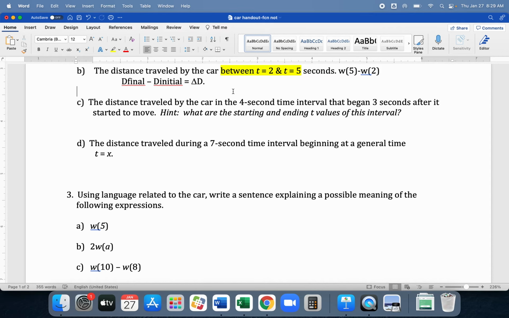So in question C, we want the distance traveled by the car in a 4-second time interval that begins 3 seconds after it started to move. What values of t is that? T equals what through what? I got 3 through 7. So 7 is going to be the final and 3 the initial. So we've got t equals 3 through t equals 7.